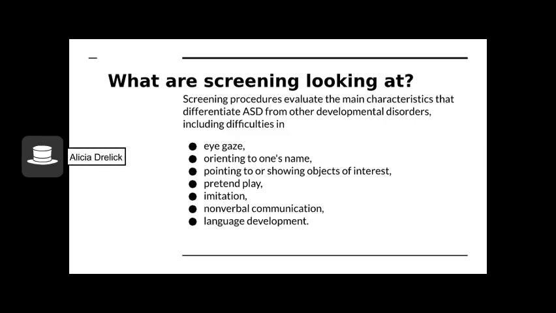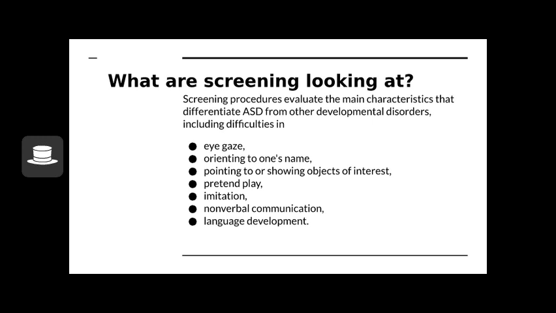There are various categories that look at some of the characteristics to identify autism spectrum disorders from other developmental disorders. In particular, these categories look at a child's ability to use eye gaze or follow a particular stimulus when it's presented, orient to their name or attend to a speaker when they call their name. So this could either be looking up or looking in the direction of a speaker. The ability to point or show things that interest them. This could be a preferred toy or another preferred item.